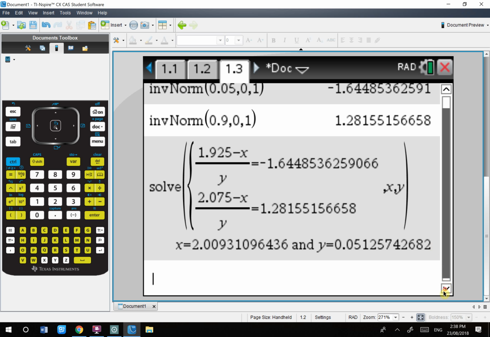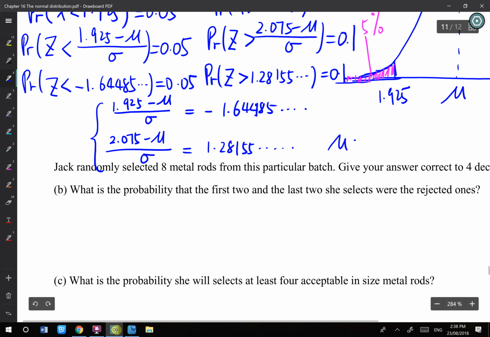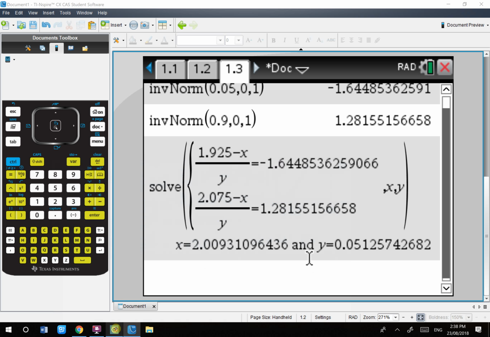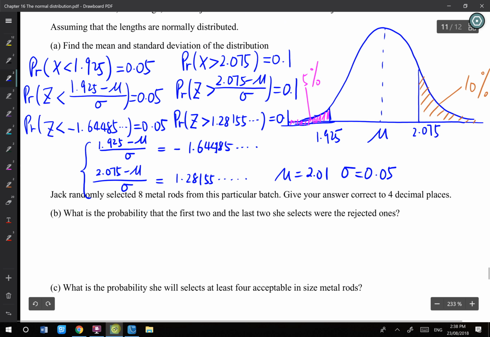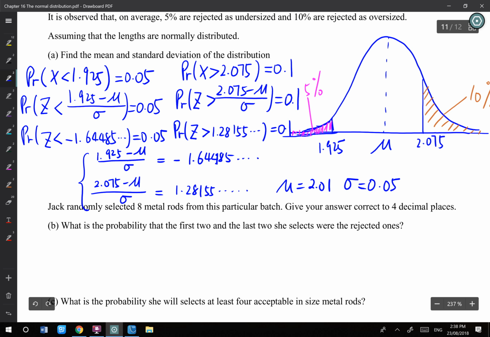We have x and y value here. So x is 2.00931 something, and standard deviation is 0.005. Let's give two decimal places for each of that. So mu is 2.01. Sigma is 0.05. Okay, 0.05. I think for this type of question, because you never really solve out the nice number, you always need a lot of decimals.